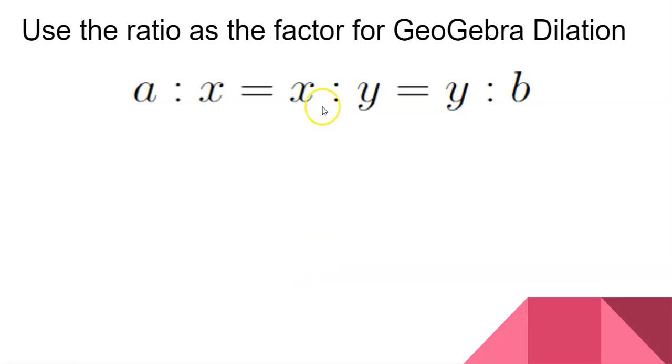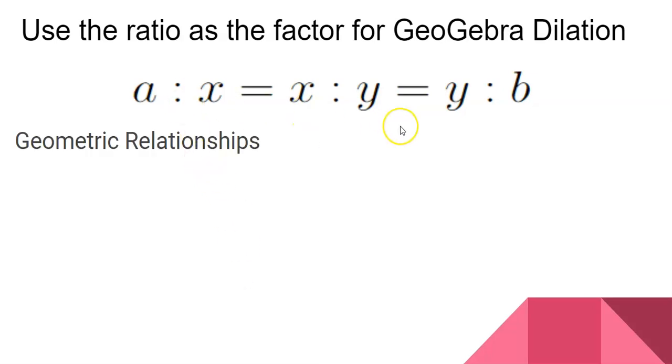We will use the ratios x over y and y over x, where x is greater than y, as the scaling factors for GeoGebra dilation. Again, let's recap.